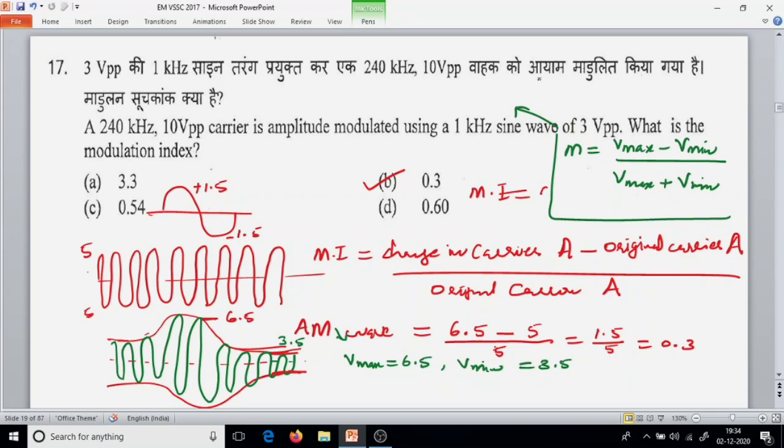What is the V max? 6.5. So M equals 6.5 minus 3.5, that is the minimum, divided by the sum of both, 6.5 plus 3.5, that is 10. It comes to 3 by 10, that is 0.3. We get the same answer. So there are two methods to find the modulation index. Refer once. Okay, we'll go to the next question.